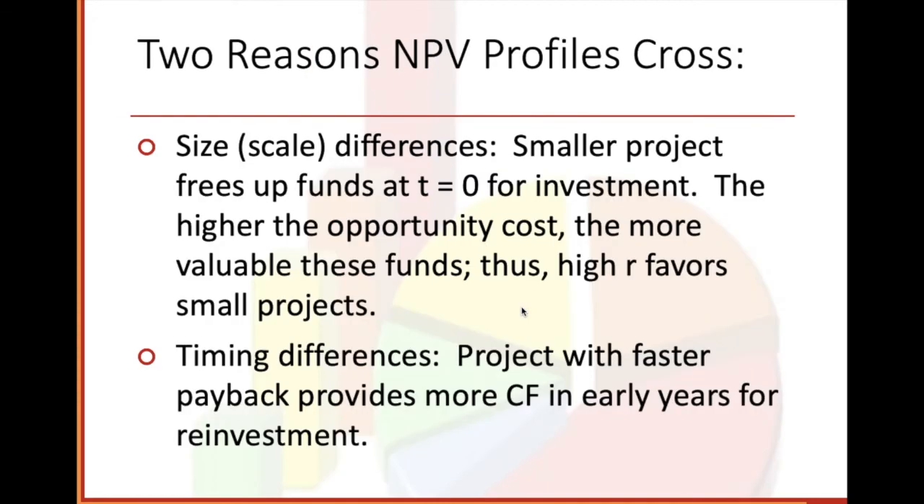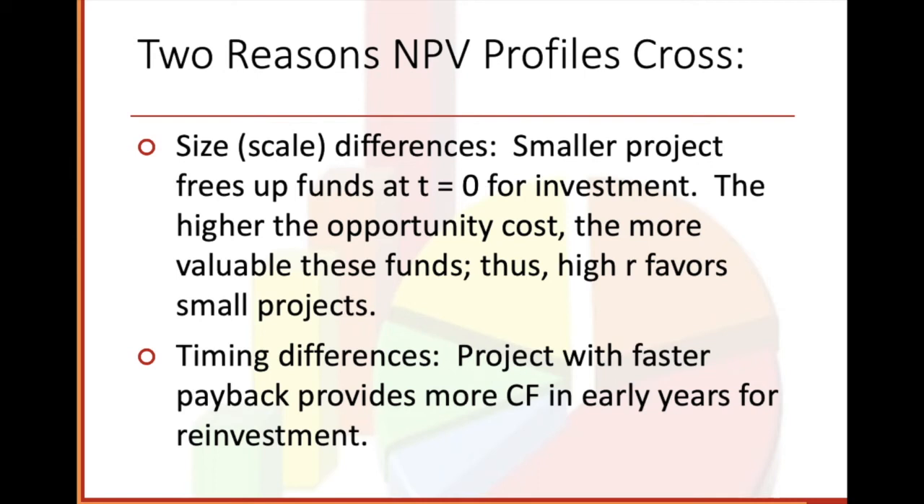Two reasons net present value profiles cross: size or scale differences. A small project frees up funds at t equals 0 for investments. The higher the opportunity cost, the more valuable these funds. Thus, high R favors small projects.